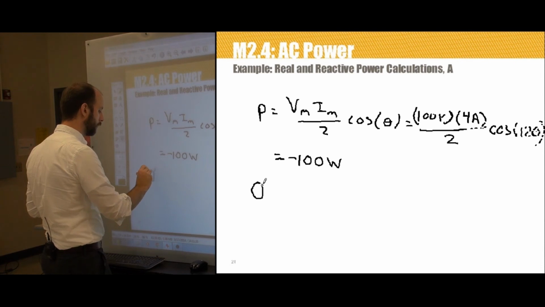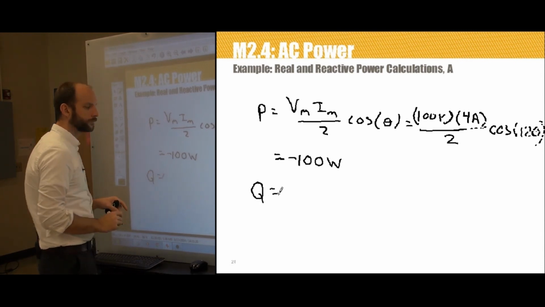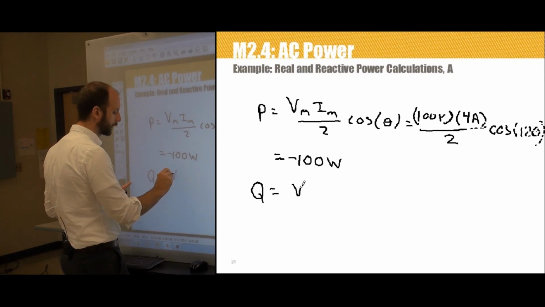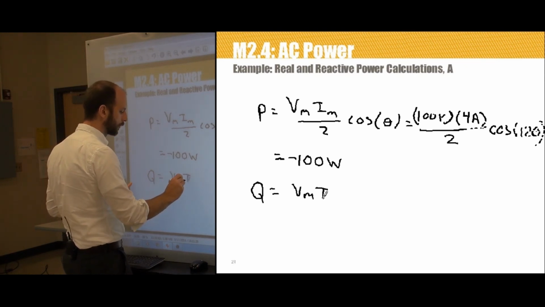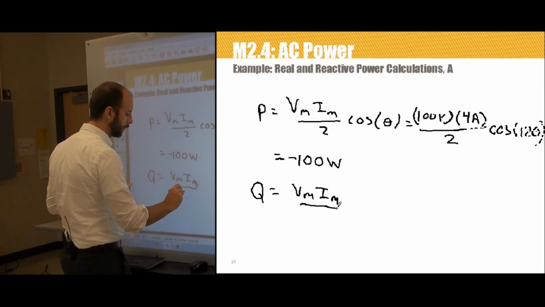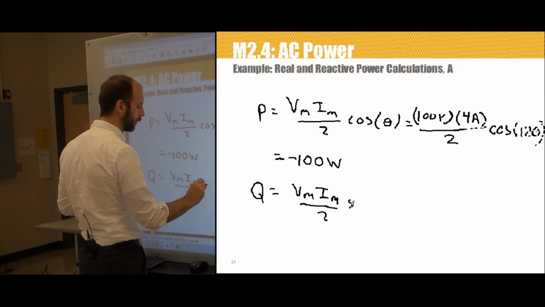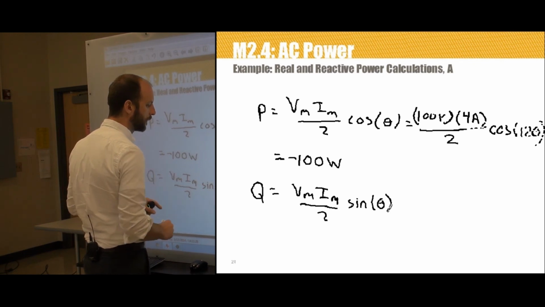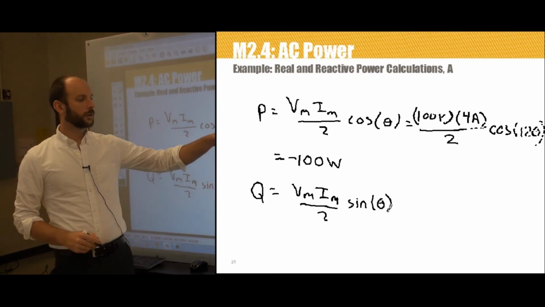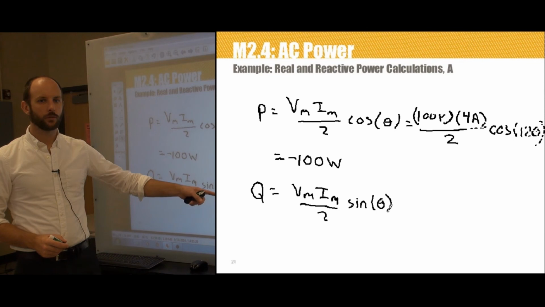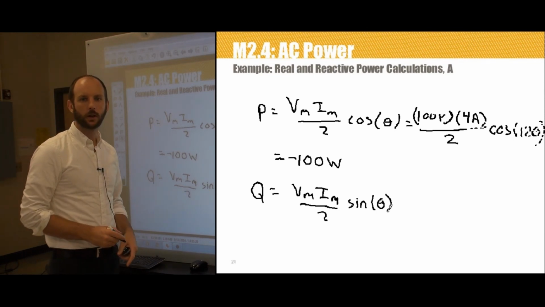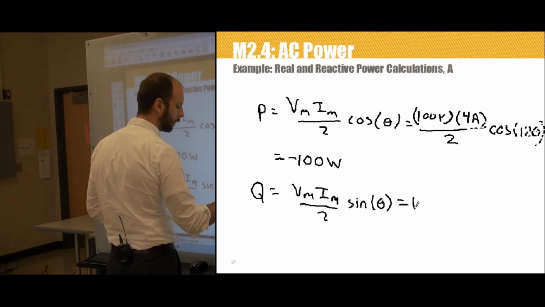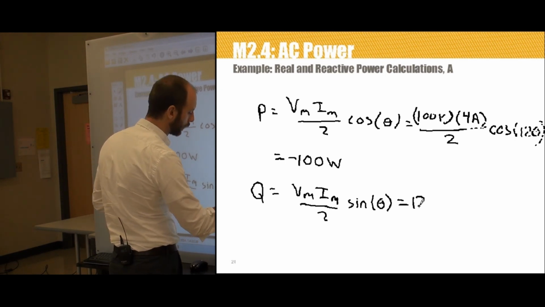And then Q is going to be Vmax Imax over 2 again, and that's just going to be times sine theta. So we get 100 times 4 amps, we divide that by 2, multiply it by the sine of 120, and we get 173.21 vars.